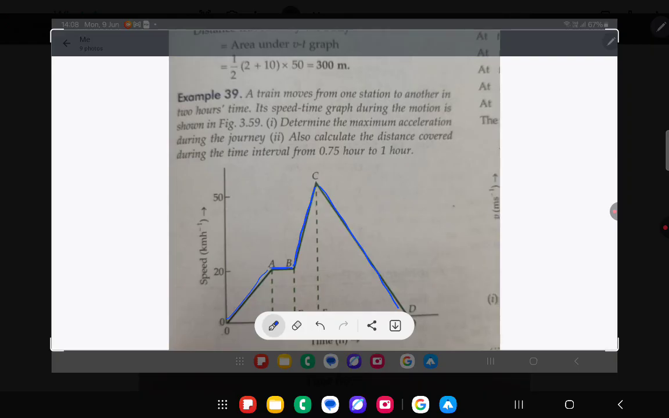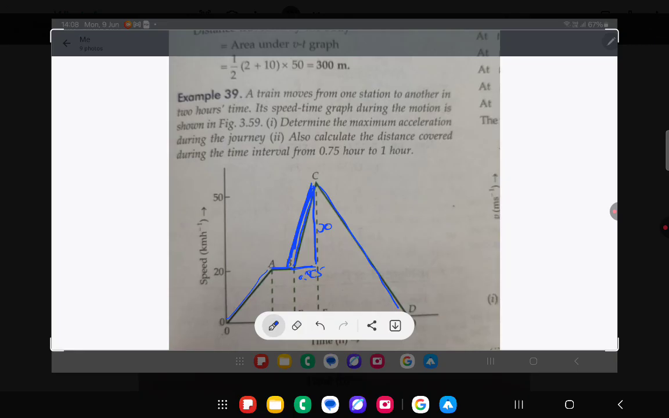Determine the maximum acceleration. Acceleration is nothing but slope. In a speed time graph, the slope is the acceleration, which is very steep. Can you see this is the part which is very steep, BC? So that's the maximum acceleration that I can think of, which is opposite by adjacent. The opposite is 50 minus 20, 30, and the adjacent, you have to figure out what this gap is. It's 1 minus 0.75, 0.25. So you just divide 30 by 0.25, and you get that acceleration.